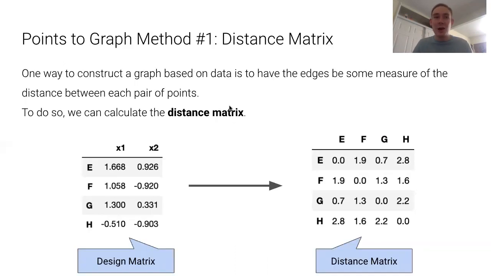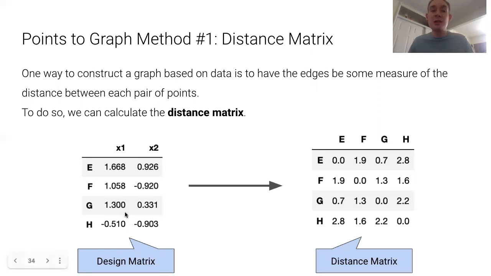The first, I'll call it points to graph method, is to use what's called the distance matrix. One way to construct a graph is to have the edges be some measure of the distance between each pair of points. Maybe points that are really far away, we would say those 2 points don't have a strong relationship. They're pretty far apart. And points that are really close together are tightly connected. We want them to have a really strong relationship. So we'll need to calculate the distances between all of our points.